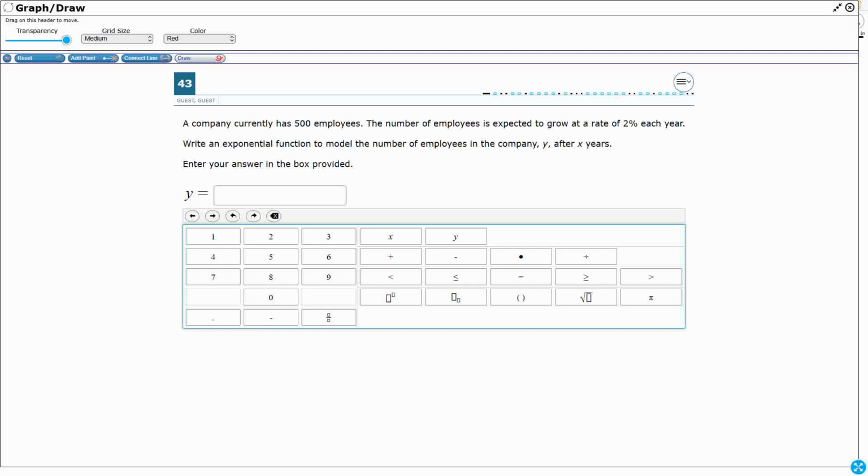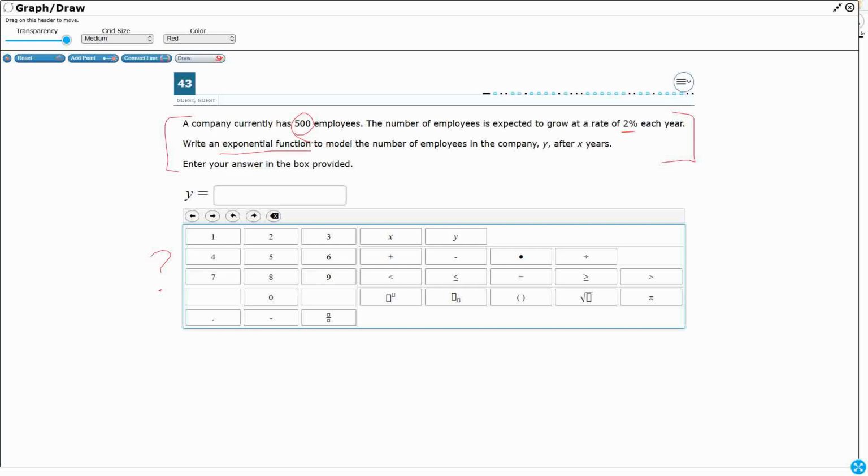All right, so we need to first figure out what is going on in this problem, what they're asking, and then the second part is what is going to be the best way to show that answer using that equation editor. So let's start with the problem itself. We have a company that currently has 500 employees. The number of employees is expected to grow at a rate of 2% each year. All right, so they give us this exponential function.